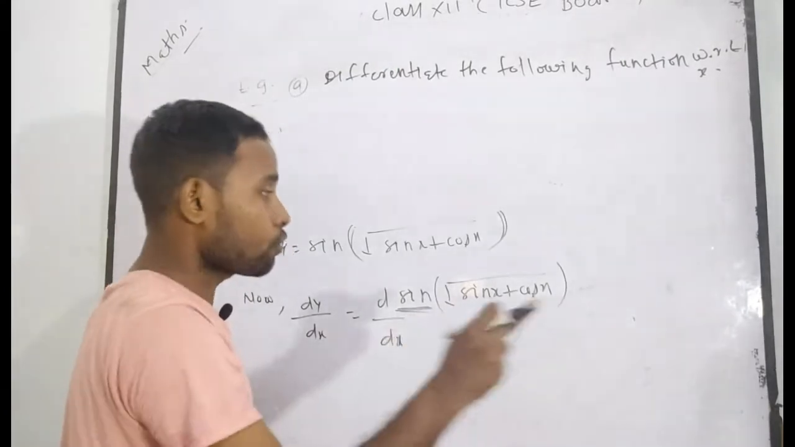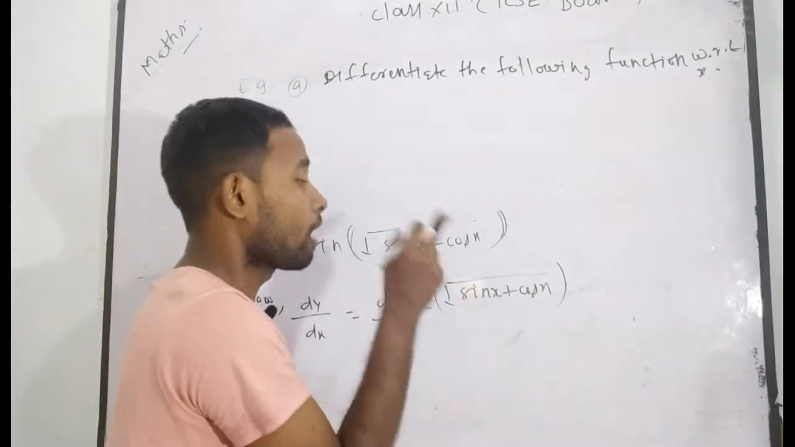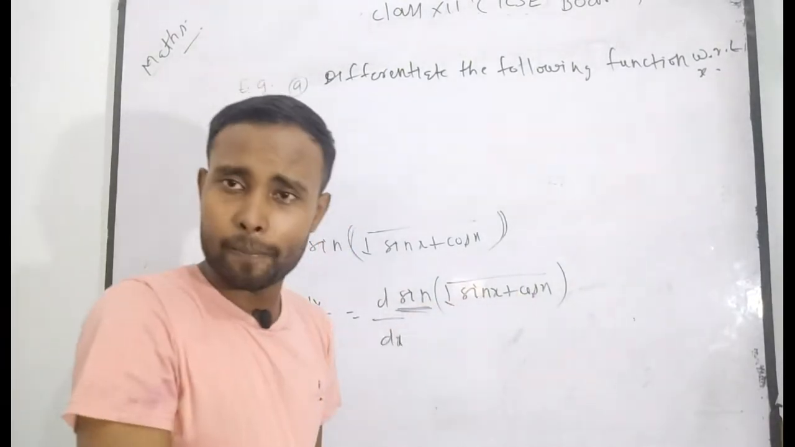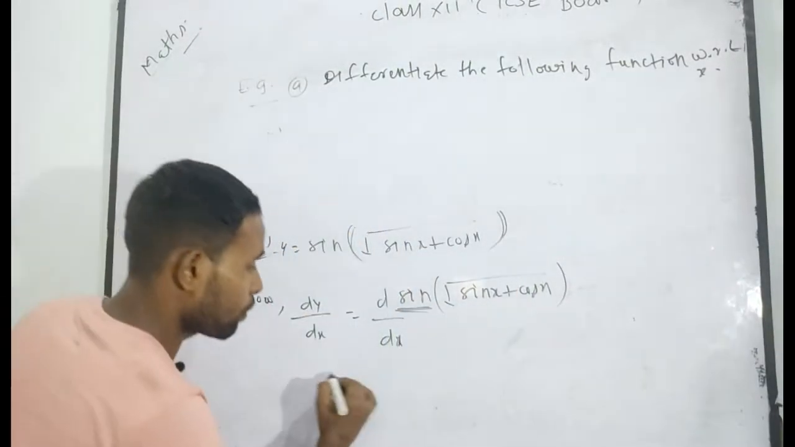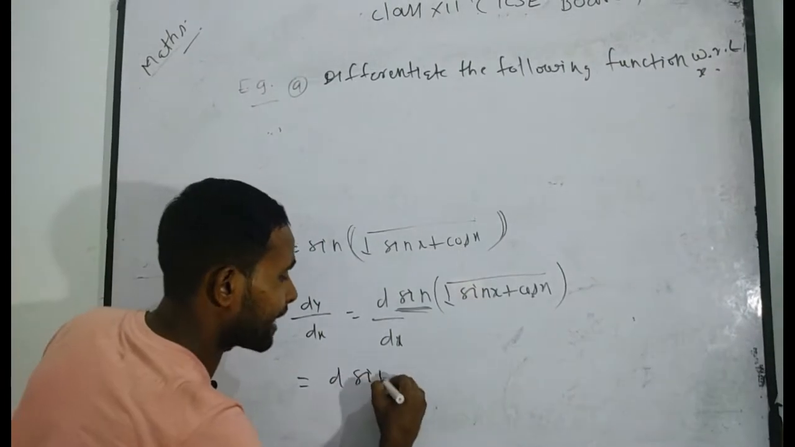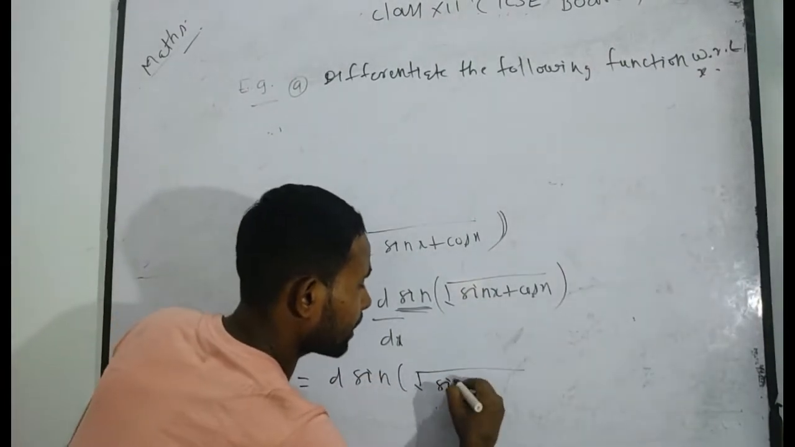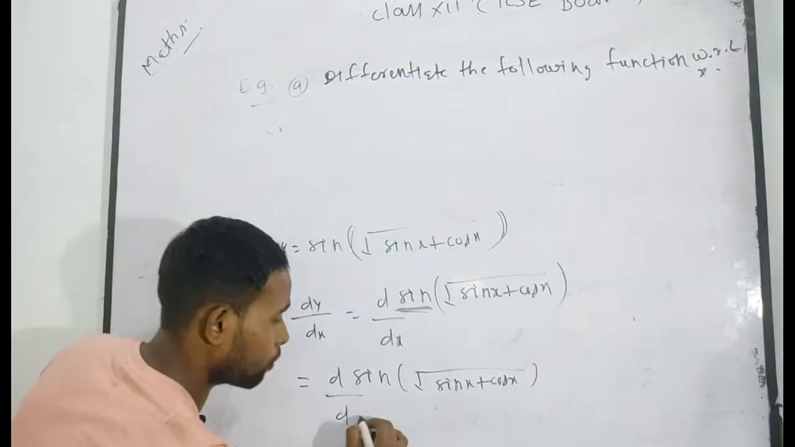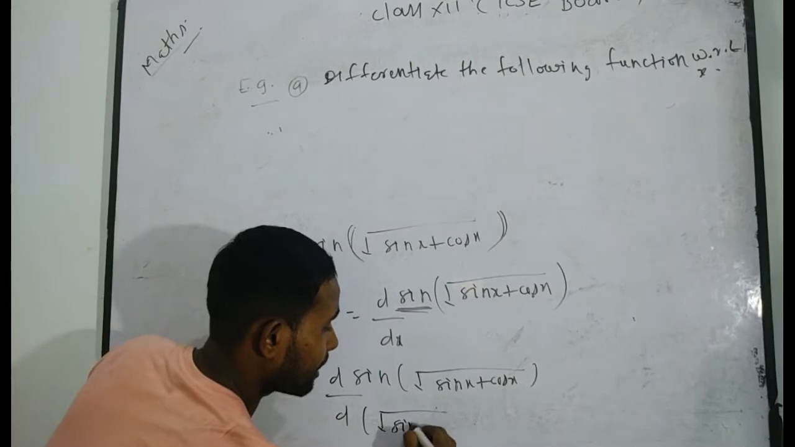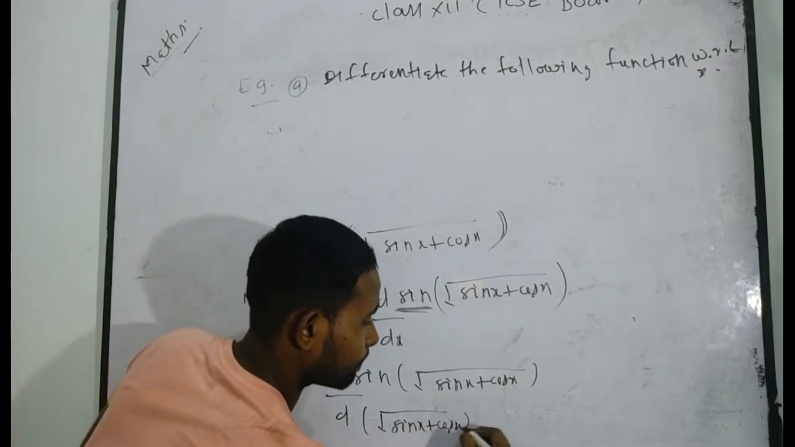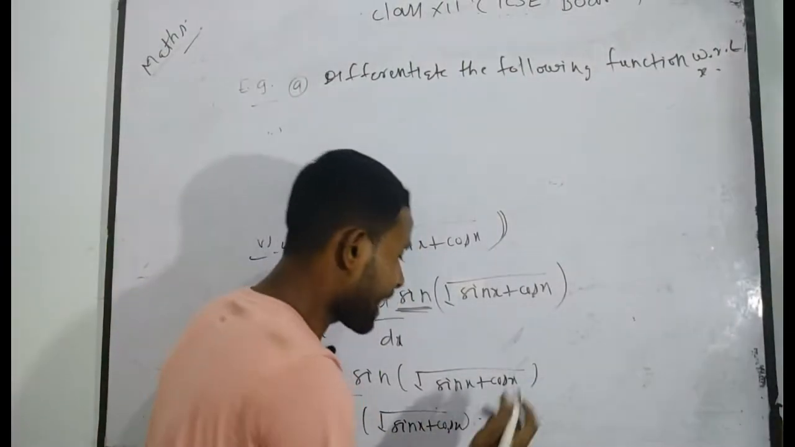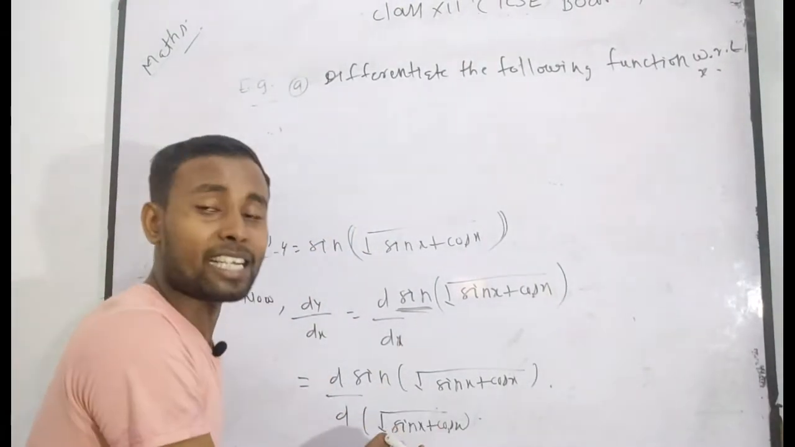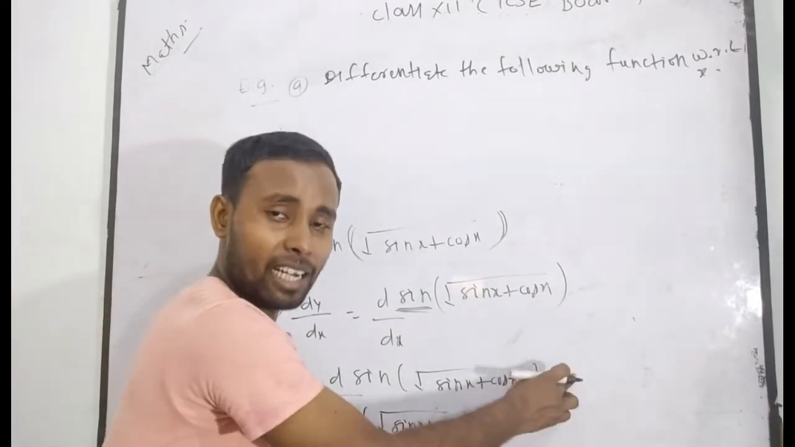First of all, you have to differentiate sin theta with respect to theta, because in place of theta is given root under sin x plus cos x. Now I want to again differentiate the derivative of sin of root under sin x plus cos x with respect to what? Firstly, we have to differentiate root under sin x plus cos x. Have you understood? It is taken in the numerator so that it can be differentiated easily.